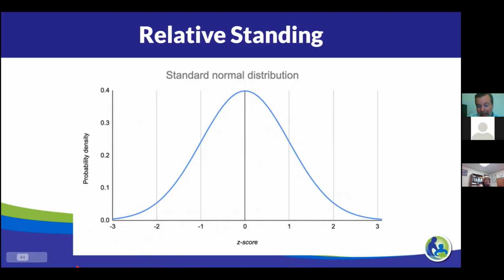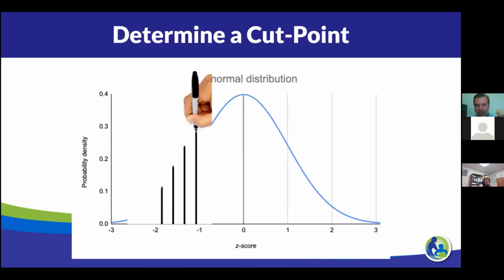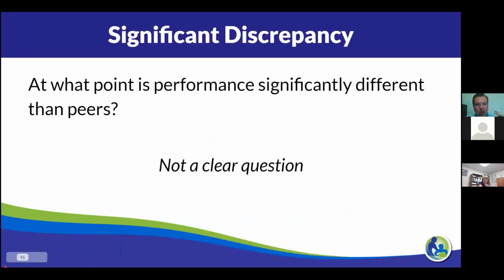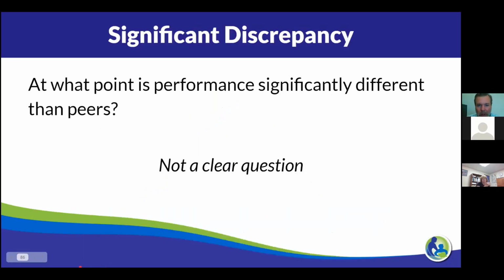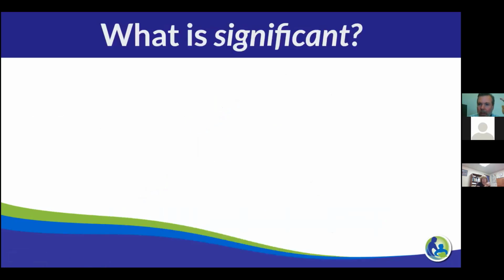Now, when we're using them and identifying a cut point, what we have to do is draw a relatively arbitrary line on that distribution to say where we think below is impaired and above is not impaired, okay? And so at what point is performance significantly different from your peers? At what point on this normal curve do we see a significant difference between the individual with a disorder and their typically developing peers? And that's really not a clear question, right? What is significant? It's all over the place.